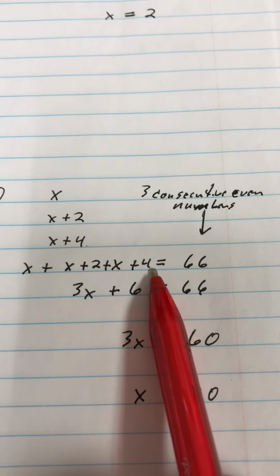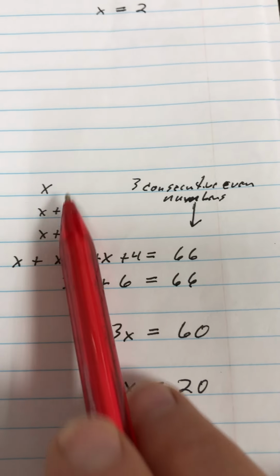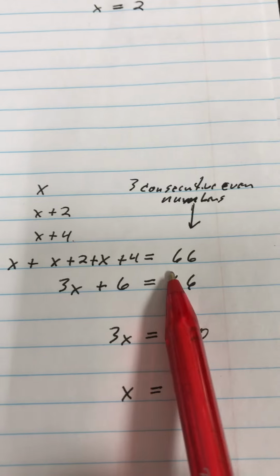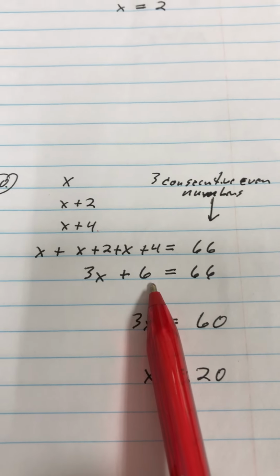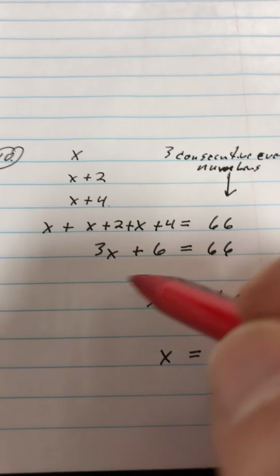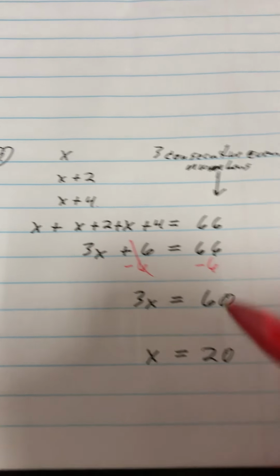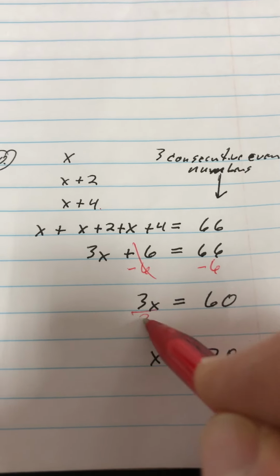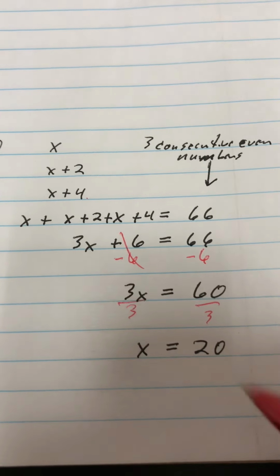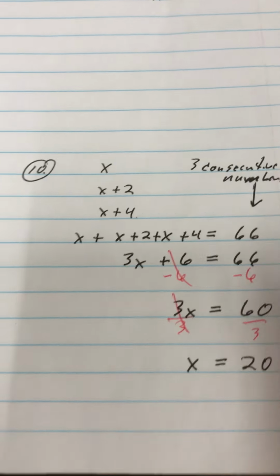I set all of these numbers, first number, second number, third number, equal to 66. I combine my like terms. I subtracted 6 from both sides, and then I divided by 3, and I got x equals 20.